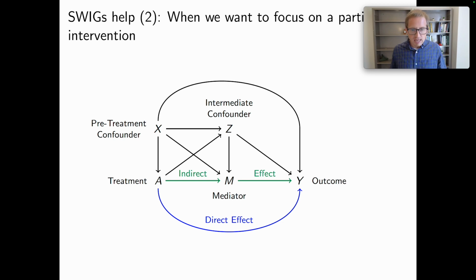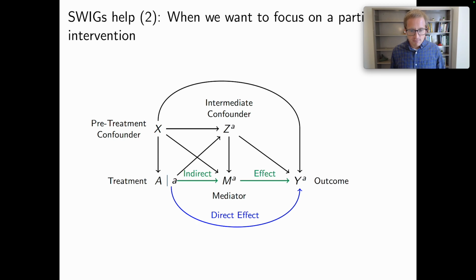So let's go back to our mediation setting from the last couple slides. Let's suppose we're interested in the outcomes that would be realized if we intervene to set the treatment to the value little a. So you'll see I've denoted this intervention here. We have the factual treatment variable, a vertical bar, and then the realized treatment value. That treatment value affects the intermediate confounder, which is now a potential confounder, Z superscript A. It affects the mediator, which is now a potential mediator, M superscript A, and it affects the outcome, which is now a potential outcome, Y superscript A.